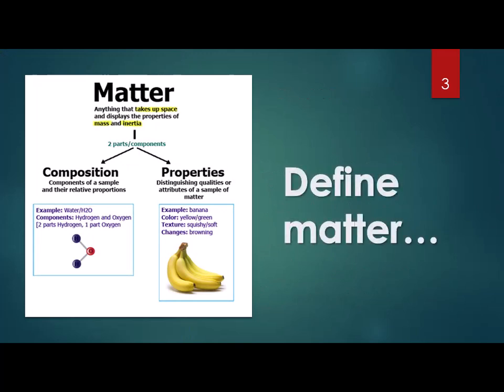So, what is matter? Matter is anything which has mass or weight and occupies space. Matter is all the living things we can see, feel, and smell. That doesn't have to be living. A desk, a banana, an apple, a pen. It's all the stuff around us.